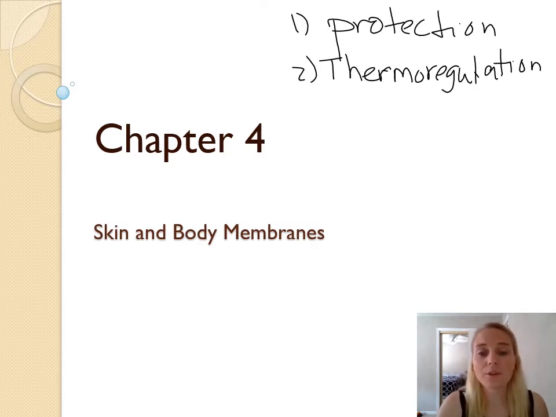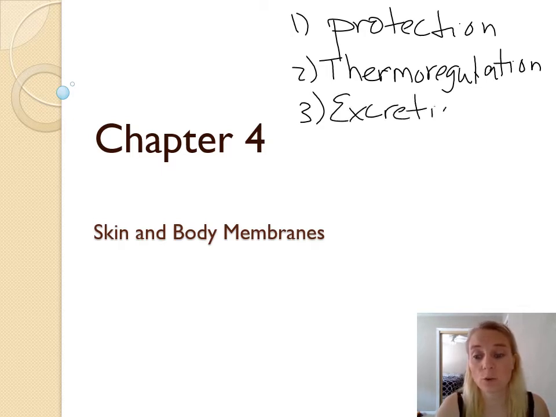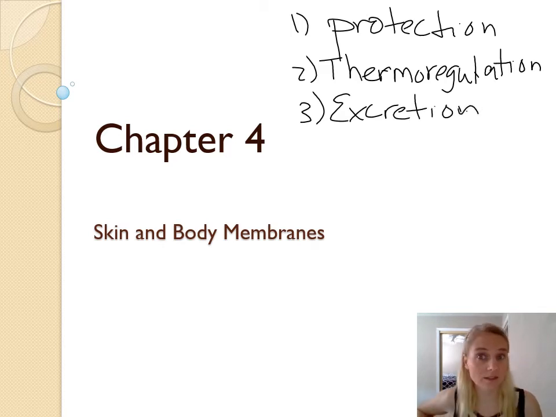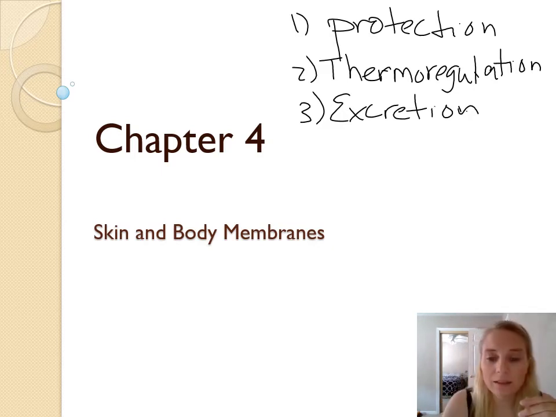Okay. The third function, kind of part of that sweat thing that we just got done talking about, is excretion. Your skin is an excretory organ. It's not just defecation and urination. Sweat contains water, but it also contains electrolytes and some wastes and some other salts. And so we can use our skin as a way to get rid of some excess things that we don't really need. And then lastly, synthesis of vitamin D.